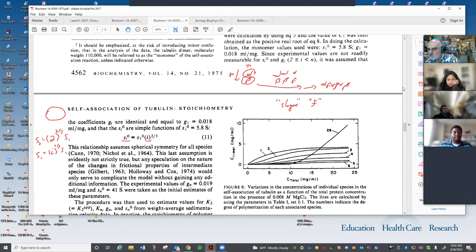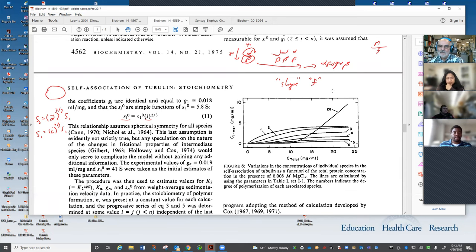Long extended molecules like this have far more drag, bigger shapes, and will sediment slower relative to their mass. Remember, this goes as F over mass over frictional coefficient. And so there'll be an intrinsic bias, if you will. But because the problem's already complicated, it's 1975, and we have no way of knowing what all these oligomers look like. There's no way of isolating them. They're all in equilibrium with one another.